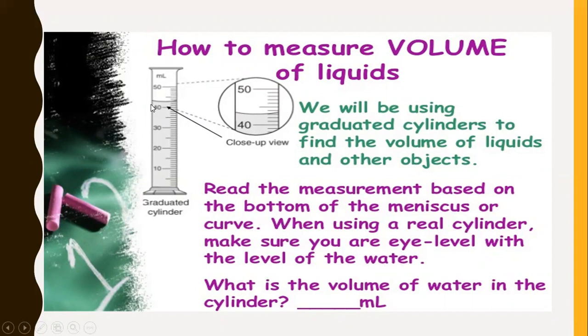This curved surface is known as the meniscus, and look at this close-up view. Now this curved surface is actually the reading of that liquid, and you have to level your eye with this curved surface. Okay, from this close-up view, you can see that the volume of the liquid is 43 milliliters. So the volume of water in this cylinder is 43 milliliters.